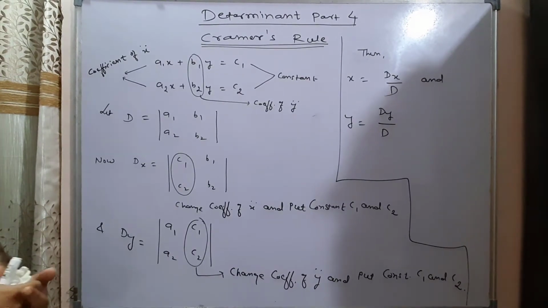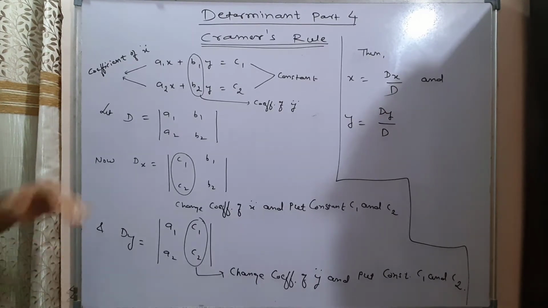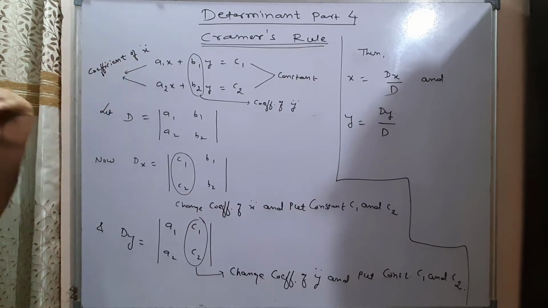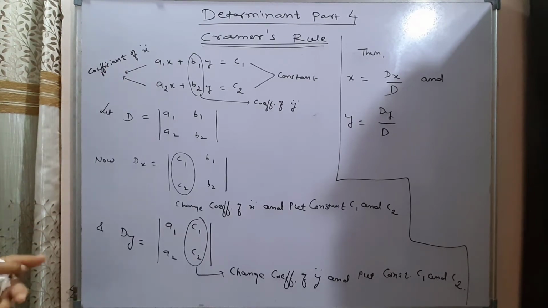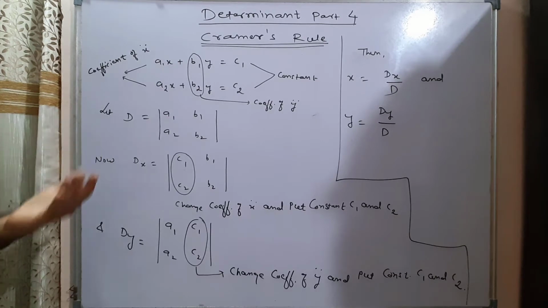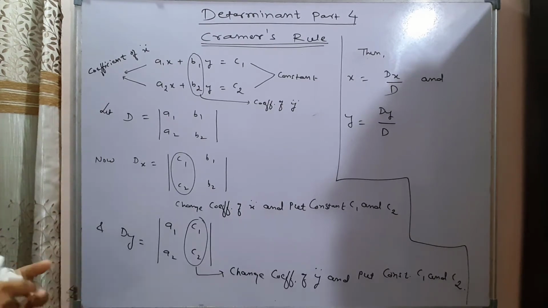So students, I am going to teach you Cramer's rule by using the determinant method. So what is the use of Cramer's rule? By using Cramer's rule, we have to find out the values of unknown x and y. Suppose we imagine two equations, a1x plus b1y equal to c1, a2x plus b2y equal to c2. Now, we already find out the value of x and y by using another method. But in this case, we have to find out the value of x and y by using Cramer's rule.